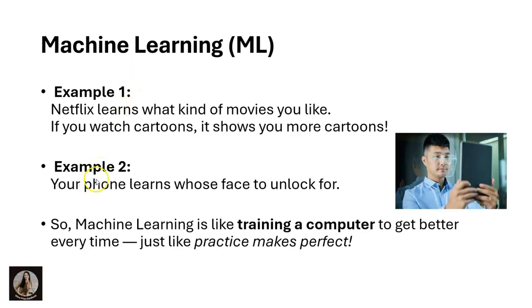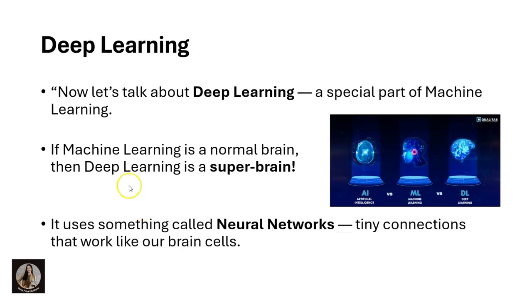The second example is your phone learns whose face to unlock for. For example, in the beginning you have given the input, it is my face. When you see this face, you have to unlock it. You have given the input, right? Based on the input, it will unlock. Clear? So machine learning is like training a computer to get better every time, just like practice makes perfect. It will understand what you have given and, based on that, it will work. Clear? And the next one is deep learning.